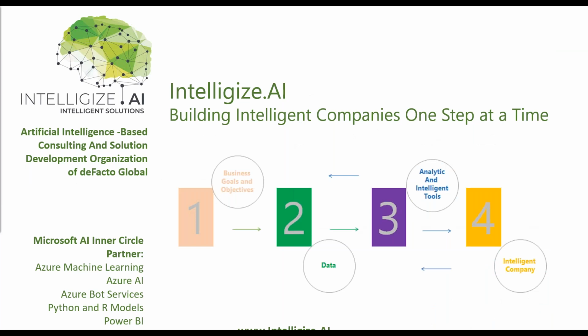IntelliGISE AI is the artificial intelligence solution development arm of Defacto Global. Now, Defacto, if you remember, had a planning and budgeting tool. Well, they have this arm that also builds AI-based solutions, such as predictive models for finance and operations. They handle intelligent bots to support customer service applications and others. It's using a full range of Microsoft analytical technologies, including Azure Machine Learning, Azure AI, bot services, R and Python models, SQL, and of course, Power BI.